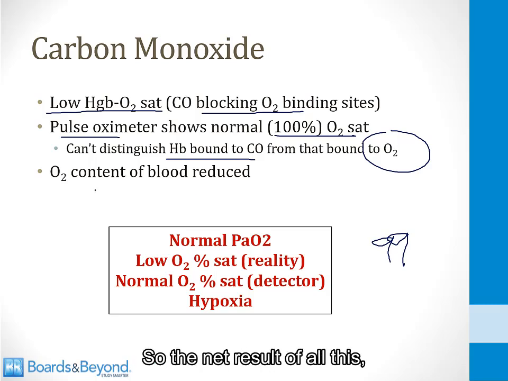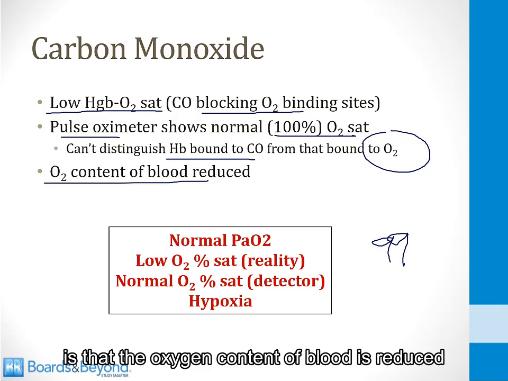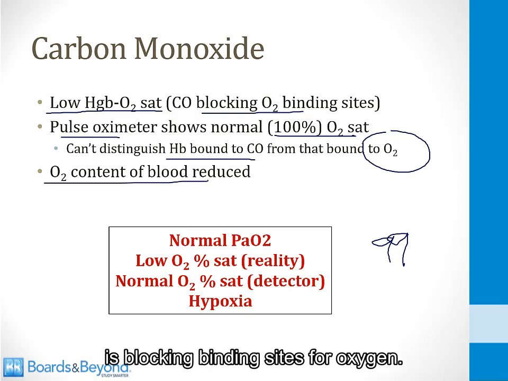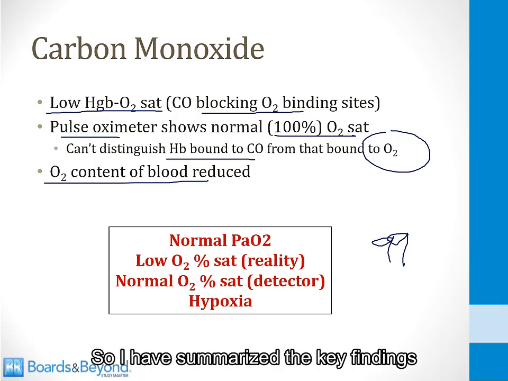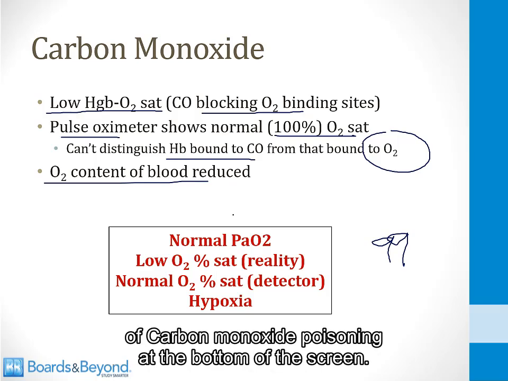So the net result of all this is that the oxygen content of blood is reduced because carbon monoxide is blocking binding sites for oxygen. So I've summarized the key findings of carbon monoxide poisoning at the bottom of the screen.